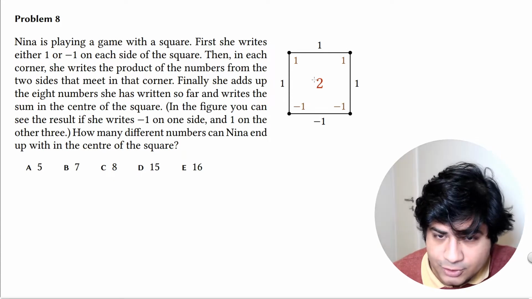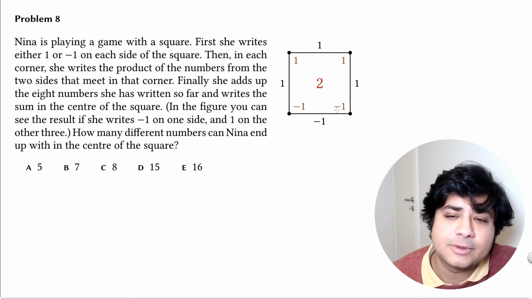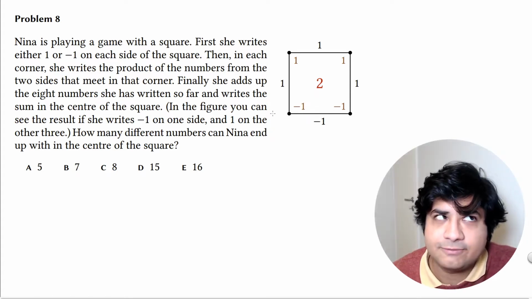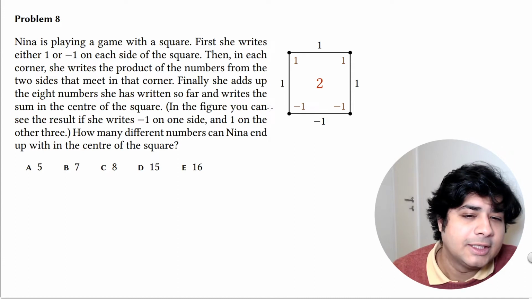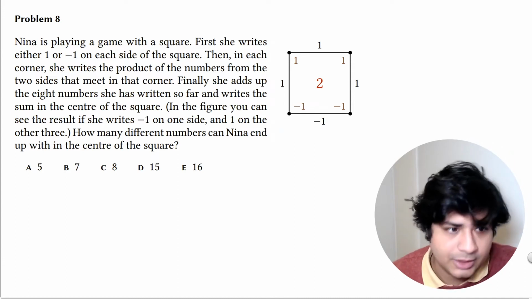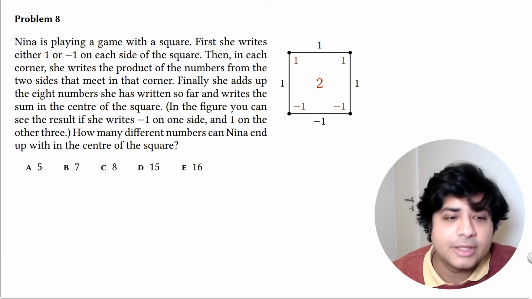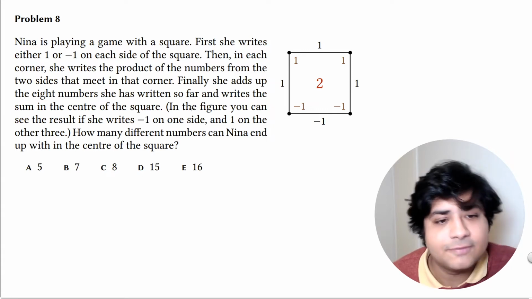Okay, so that's 1 plus 1 plus 1 plus 1 plus 1, that's 5. And then -1 minus 1 minus 1, that's -3. That's 5 minus 3, that's 2. Okay. In the figure, you can see the result if she writes -1 on one side and 1 on the other 3. How many different numbers can Nina end up with in the center of the square?